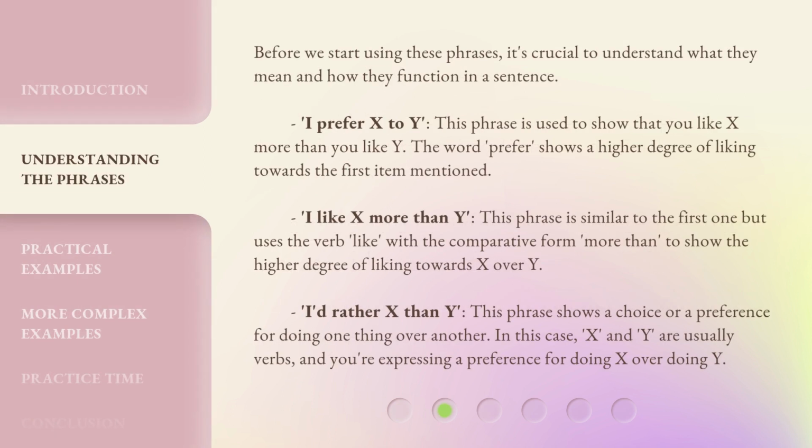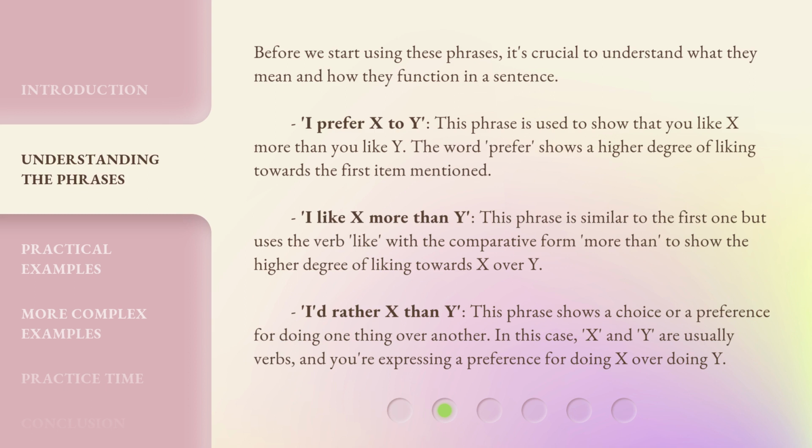Before we start using these phrases, it's crucial to understand what they mean and how they function in a sentence. I prefer X to Y. This phrase is used to show that you like X more than you like Y. The word prefer shows a higher degree of liking towards the first item mentioned.